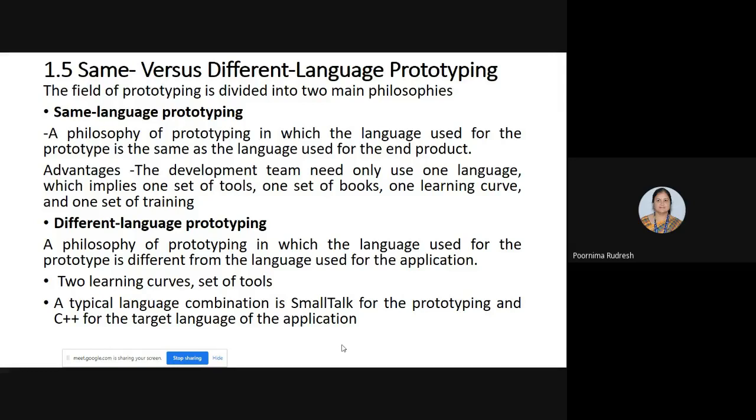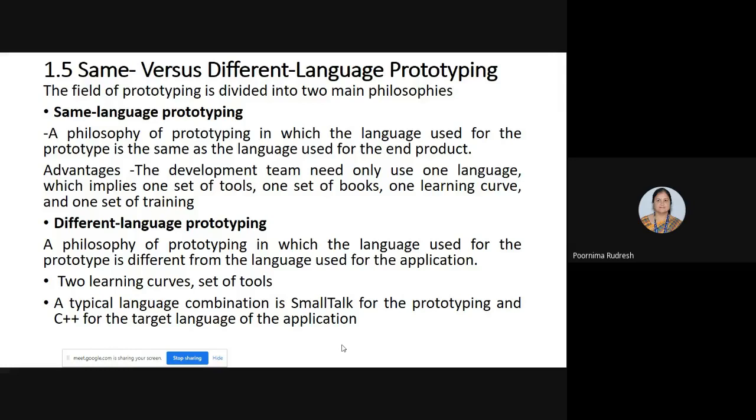Another disadvantage is that even though we are using the same language, if the developers use different languages for implementation, because in the developer team more than two members will be there, right? If one uses C++ and other uses Smalltalk or other pure object oriented language, then what problem arises? Integration problem arises, right? That we need to solve. So these are the two major disadvantages of using the same language prototyping. Next, we'll move on to the different language prototyping.